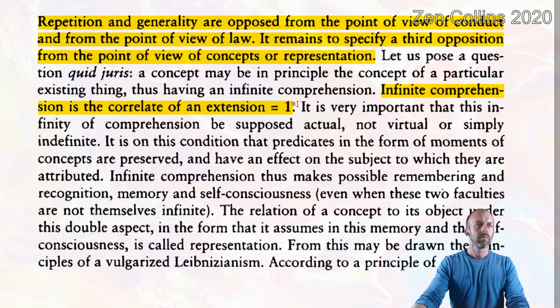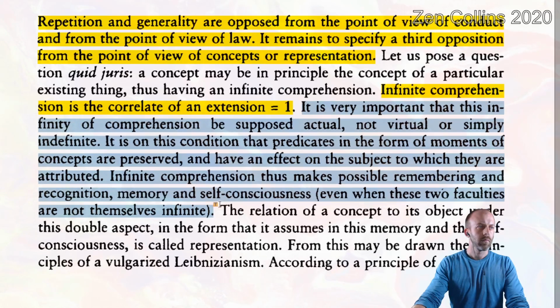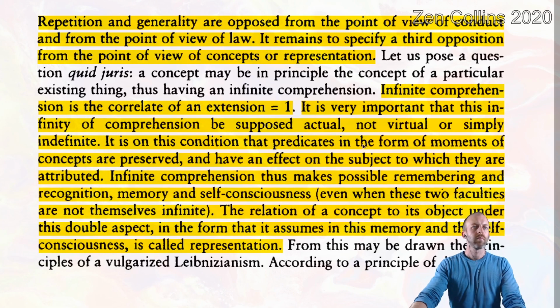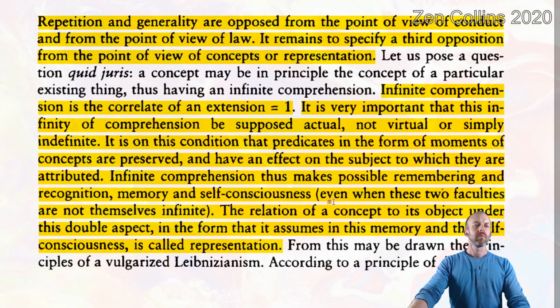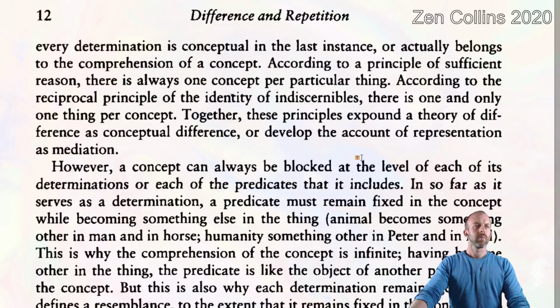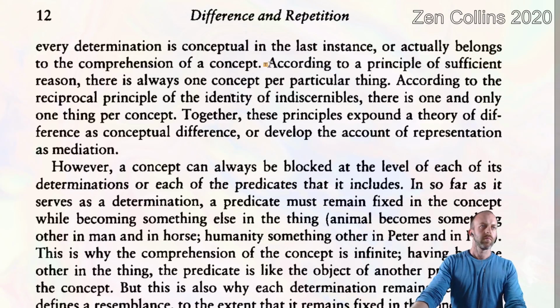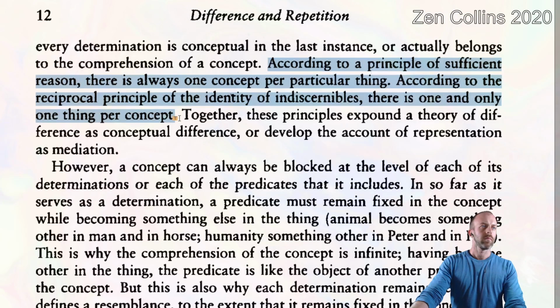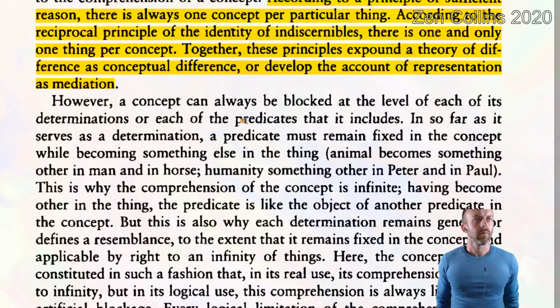The relation of a concept to its object under this double aspect, in the form that it assumes in this memory and this self-consciousness, is called representation. From this may be drawn the principles of a vulgarized Leibnizianism, according to a principle of difference. Every determination is conceptual in the last instance, or actually belongs to the comprehension of a concept, according to a principle of sufficient reason. There is always one concept per particular thing, according to the reciprocal principle of the identity of indiscernibles. There is one and only one thing per concept. Together, these principles expound a theory of difference as conceptual difference, or develop the account of representation as mediation.